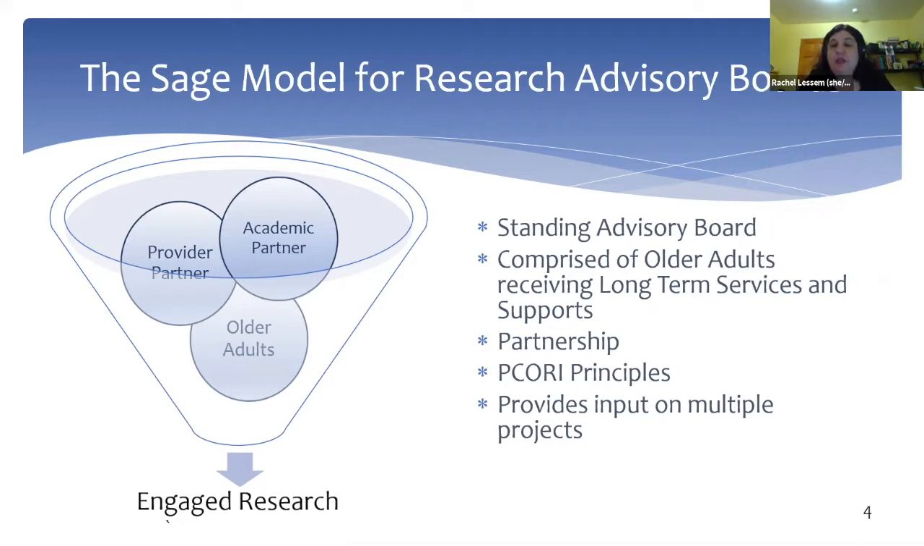In contrast to community-based participatory research, for example, these research advisory boards are not tied to a single project, but rather the members function as SAGEs, giving their input on multiple projects to multiple researchers. And this results in engaged research and greater research success. The SAGE model is a flexible approach that allows us to say that all research can be and should be engaged research.